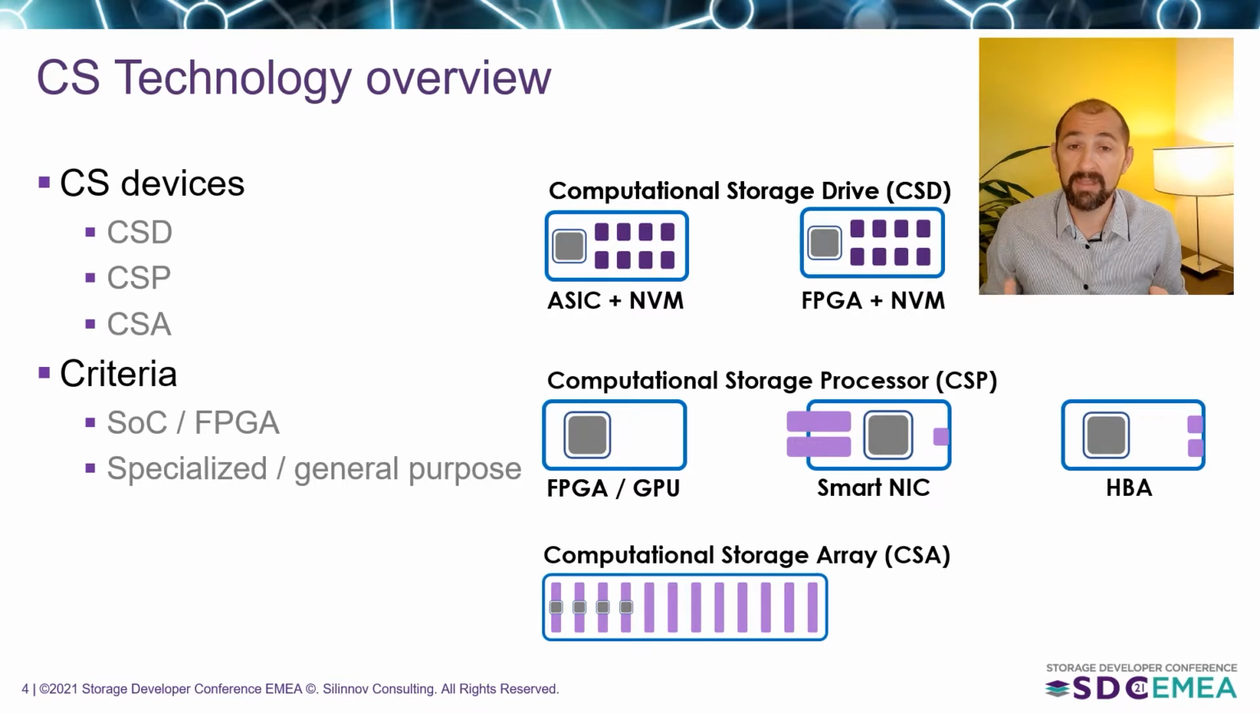We can find a lot of different technologies, differences between CSD and CSP, especially on the computing capabilities. It can be based on a system on chip, or it can be based on an FPGA. Another difference between CSD and CSP or other drives is the way to use it and how we can integrate it in a system. Is it specialized with a specific function, or is it general purpose? And then we can more talk about a platform.